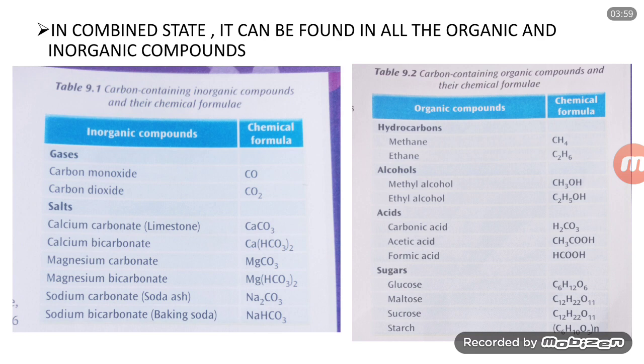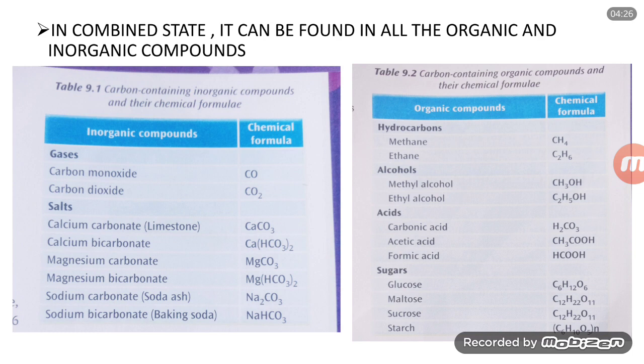So these organic compounds have been classified into hydrocarbons, alcohols, acids and sugars. Hydrocarbon means these are organic compounds which are made up of only 2 elements, that is hydrogen and carbon. For example, methane, you can say its formula is CH4. It consists of only carbon and hydrogen.